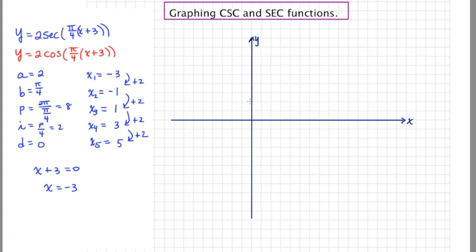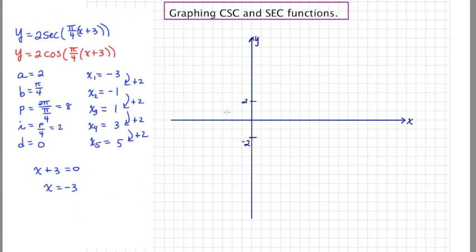Okay, so I'm going to go up 2 as dictated by the a value or the amplitude, and down negative 2. And now I've got a decision to make. If I let every box be 1 unit, my first key point's at negative 3, so that's 1, 2, negative 3. And then it would end at 5, which would be 1, 2, 3, 4, 5. So it would start here and it would end about here.